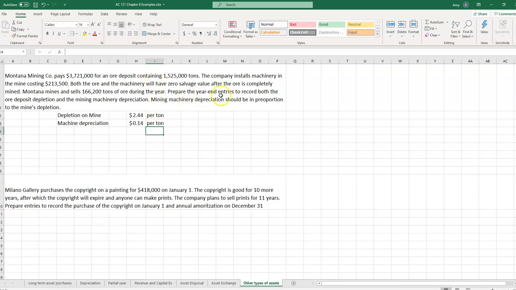Now we need journal entries to record year-end depletion and year-end depreciation. So we would have depletion expense and accumulated depletion for the mine. And then we have depreciation expense and accumulated depreciation, equipment.